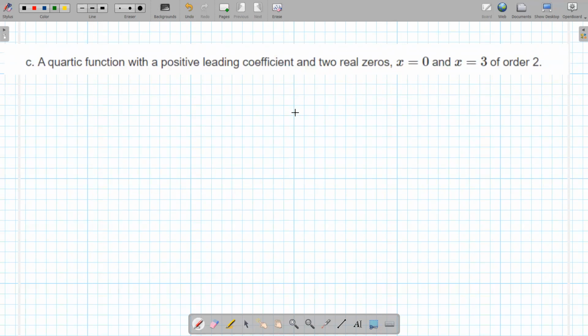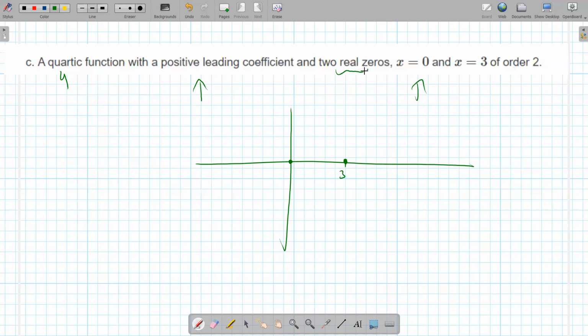Okay. So it says a quartic function with a positive leading coefficient. So we start here, we end there. Quartic means degree 4. With 2 real zeros at x equals 0 and x equals 3 of order 2. Do you do complex numbers? No, not really, not now, because this is a completely new concept. This one's very simple. There's a turning point at 0, and then a turning point at 3, and you're done.